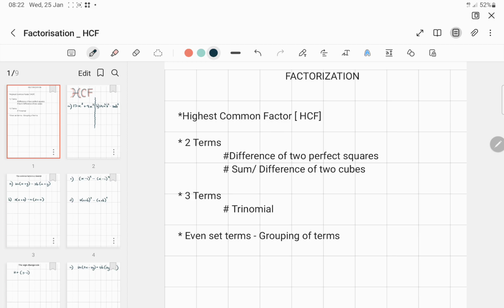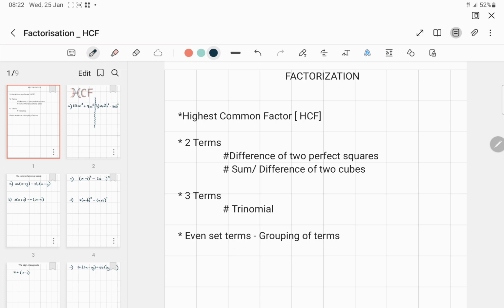Then if it's 3 terms, it most likely is a trinomial. So you get, I always call it the Chacha trinomial, and just a normal straightforward trinomial, grade 9 trinomial. So we'll get to those as well in the third video. And then the even set of terms: if it's an even set of terms, always remember the grouping of terms that you can also do. All right, after grouping of terms, you're going to look for a common bracket, and then it becomes the highest common factor. It links up with that one again.